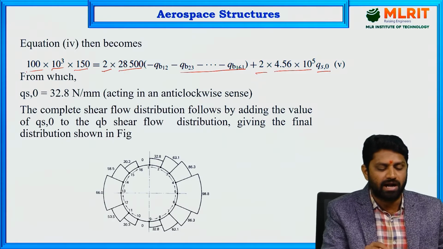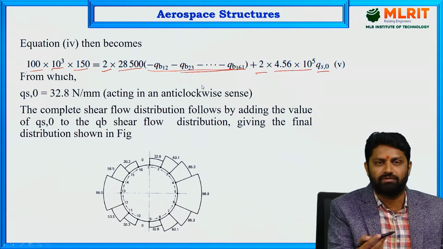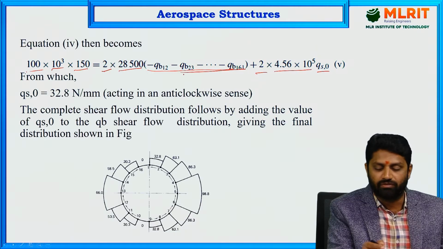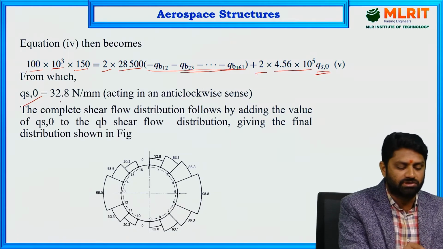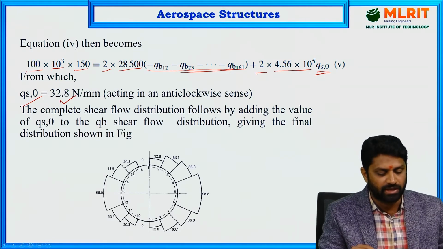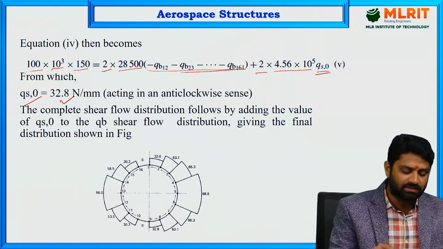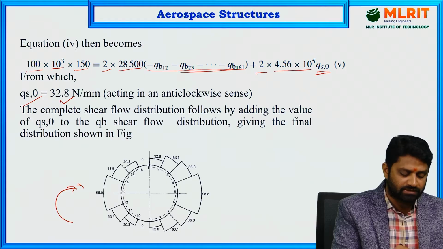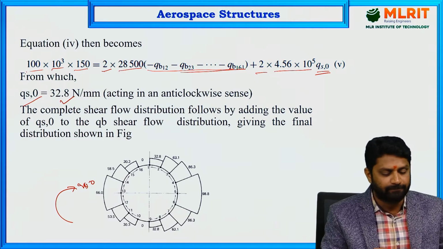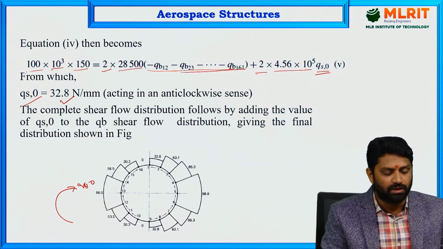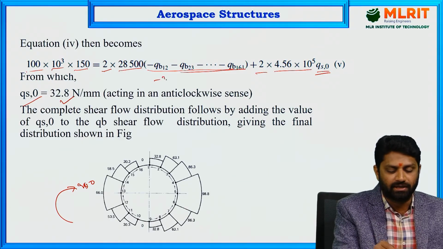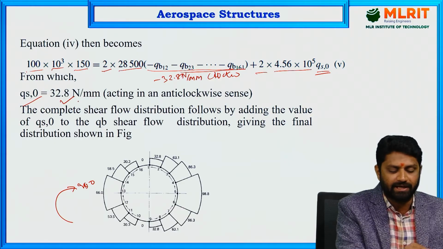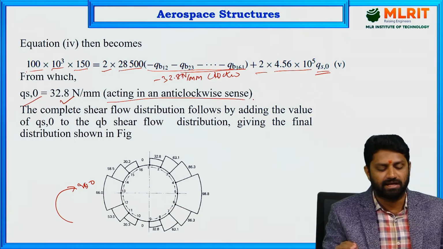And when you add all these shear flows, whatever we got in the tabular column, and solve for QS naught, you are going to get QS naught equals 32.8 Newton per mm. Okay, and you got a positive one, because QS naught we considered as clockwise. Here we got minus, so you're going to get minus 32.8 Newton per mm, which we considered as clockwise, and that you can take as plus 32.8 Newton per mm acting in anti-clockwise direction.